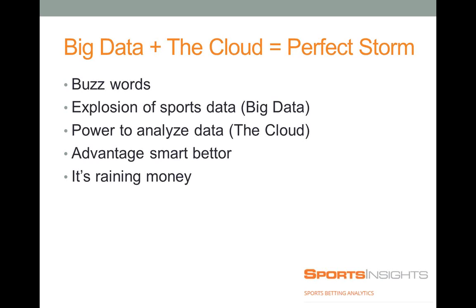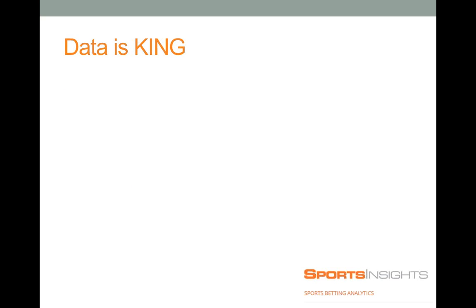So sticking with our analogy of the perfect storm, the evolution of big data in the cloud really will help rain money on you and make you a smarter, more profitable sports bettor. Data is king. I think that's an important thing. Really, this is the foundation everything is built on. You can't do anything after that without having good data.